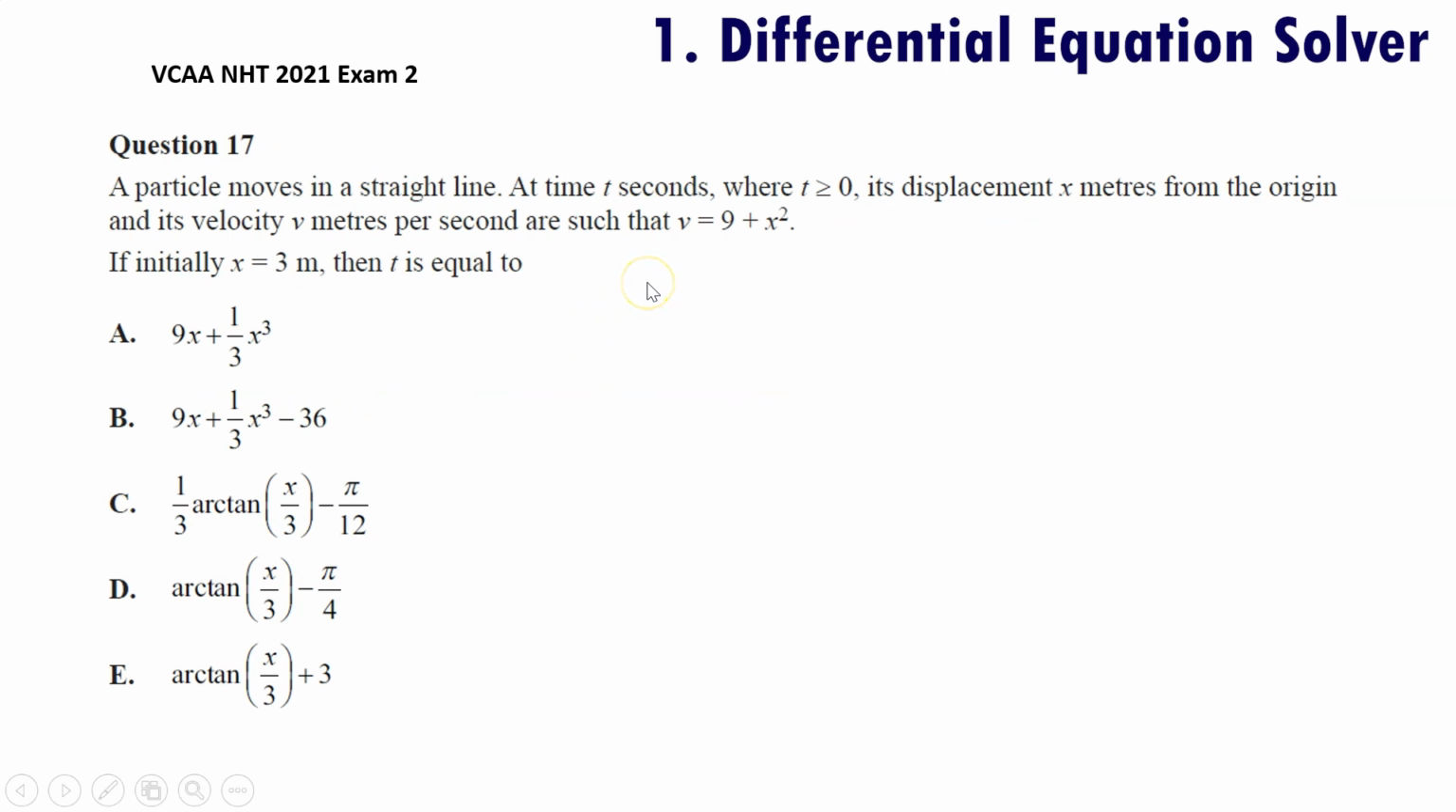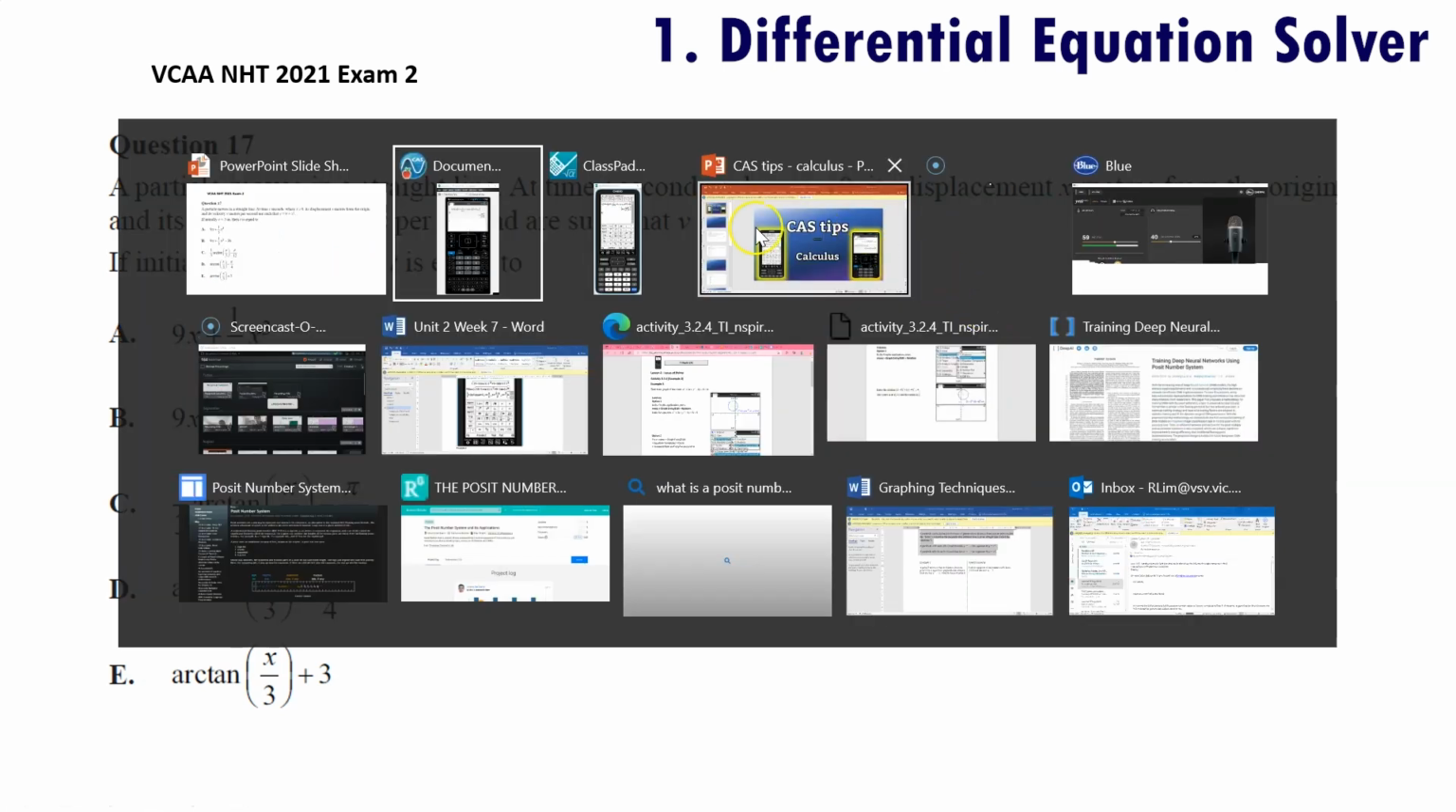This one is a kinematics example. A particle moves in a straight line. At time t seconds, its displacement is given by this equation. So v is dx/dt, right? So we can do this using the differential equation solver. We're looking to find an equation for t. So we might just do this one on the TI.